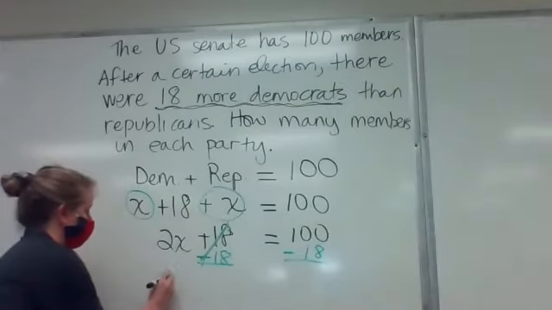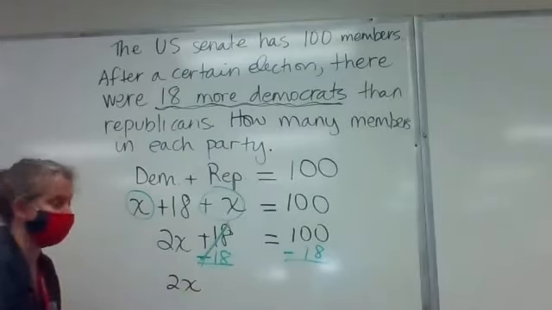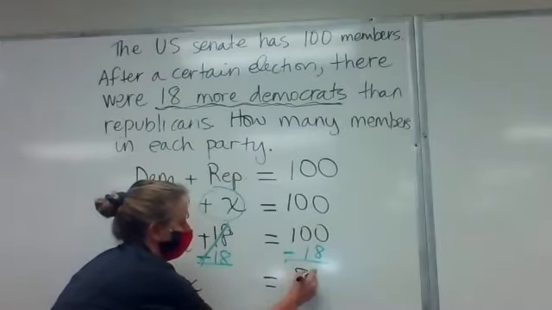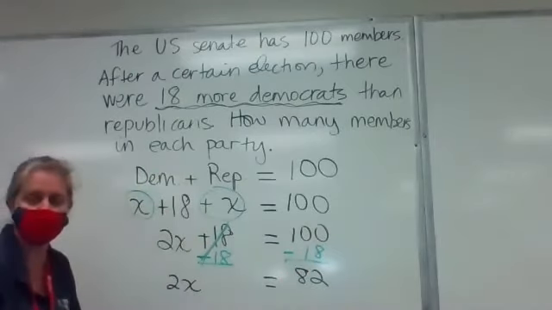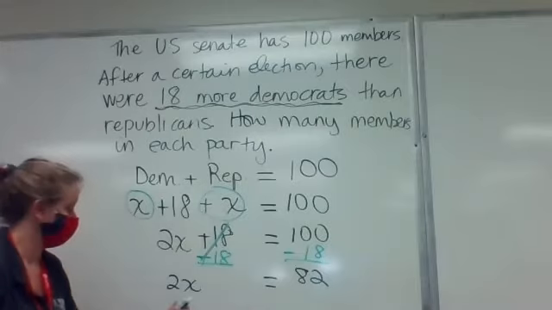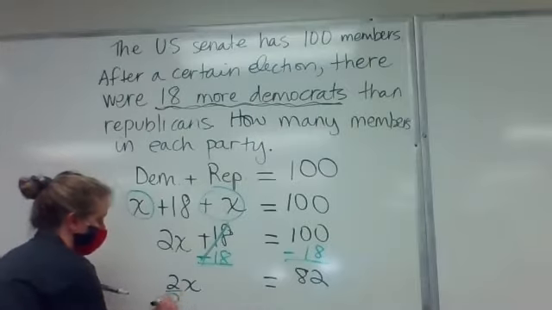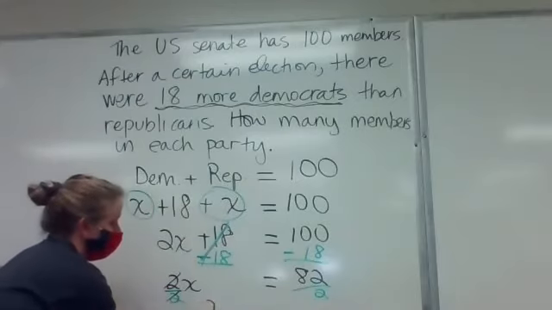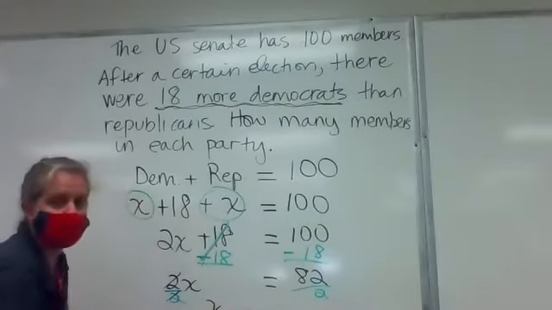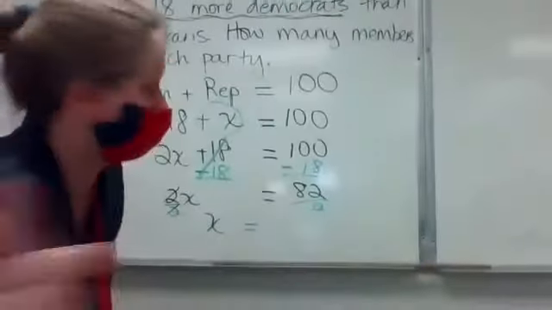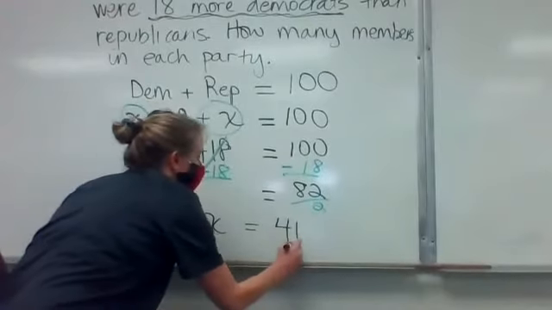So let's see, I've got a 2X left over here, equals 100 minus 18, which gives me 82. To get X alone, I'm going to divide by 2. So now I know that X equals 82 divided by 2, which is 41.